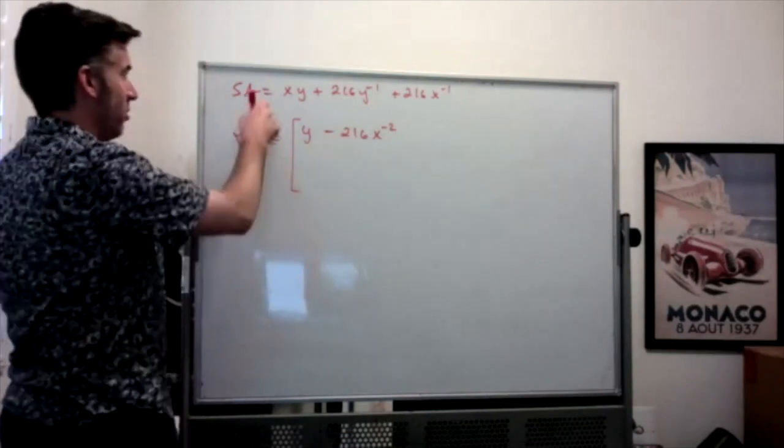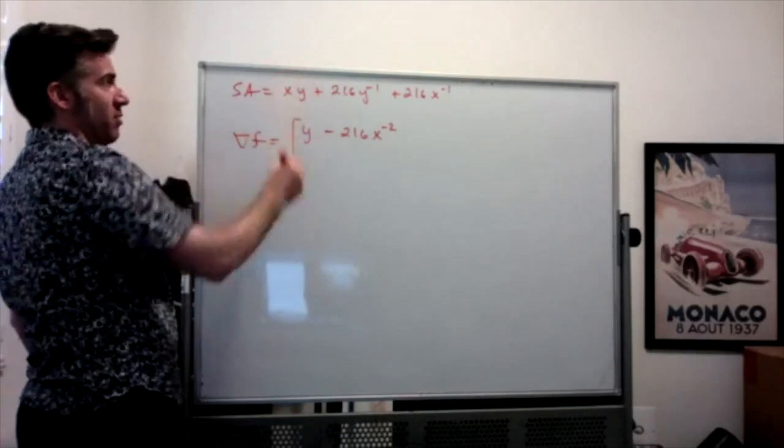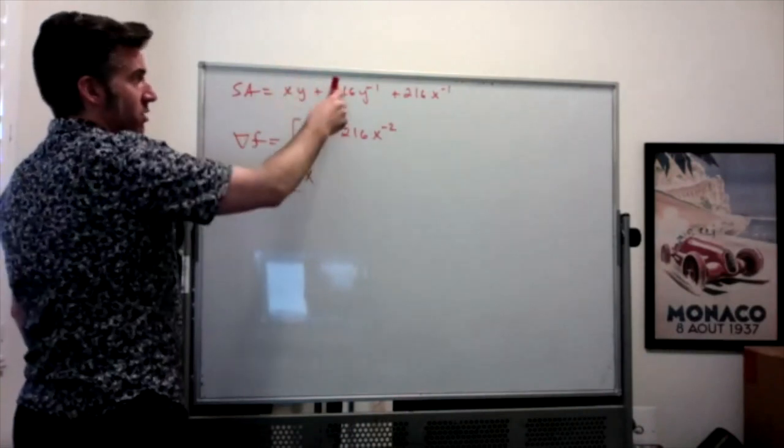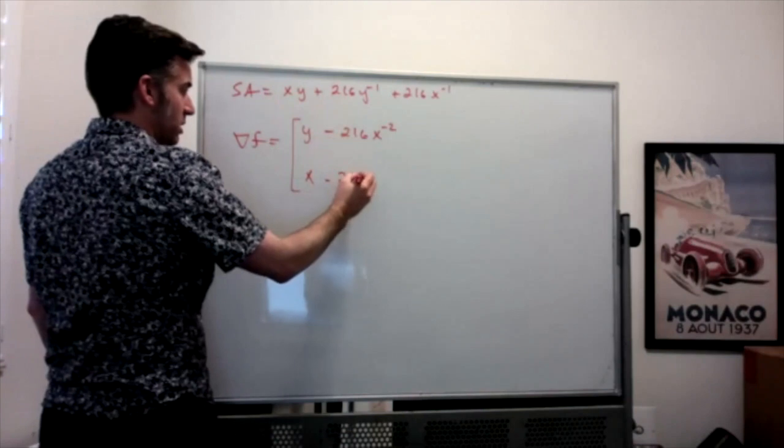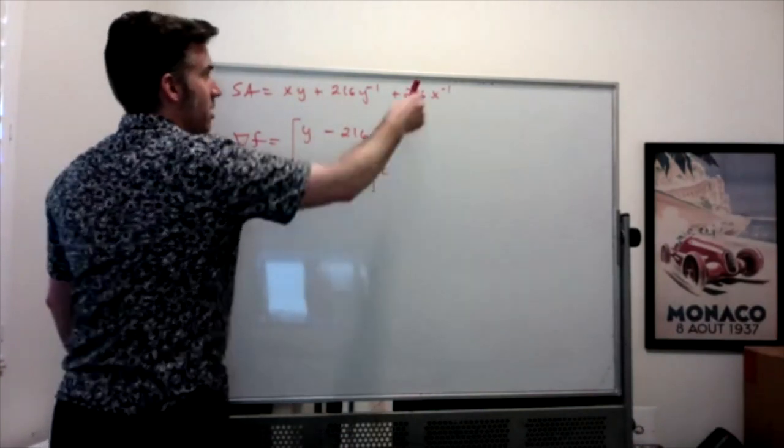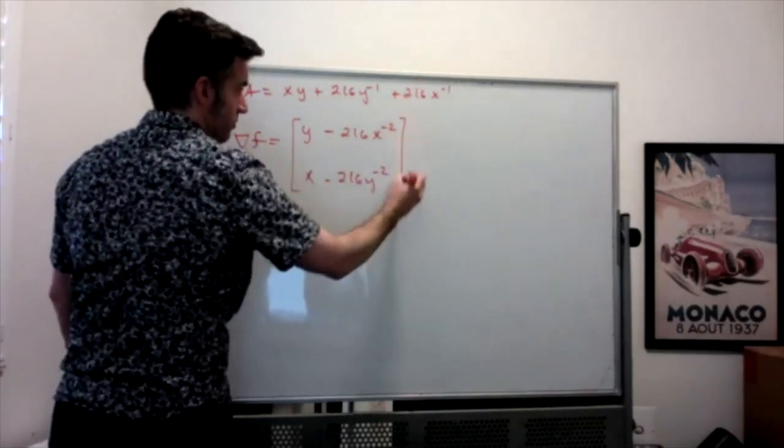Let's check. Partial with respect to Y: the derivative of this with respect to Y is X times 1. The derivative of this with respect to Y is minus 216 Y to the negative 2nd. The derivative of this with respect to Y is 0.